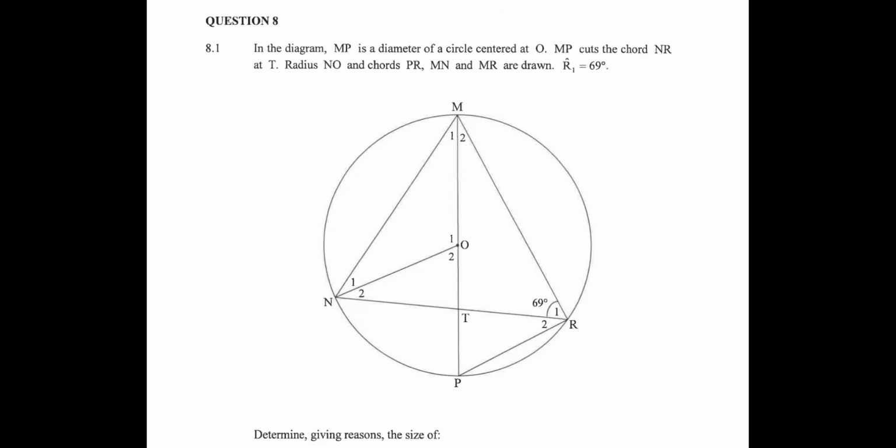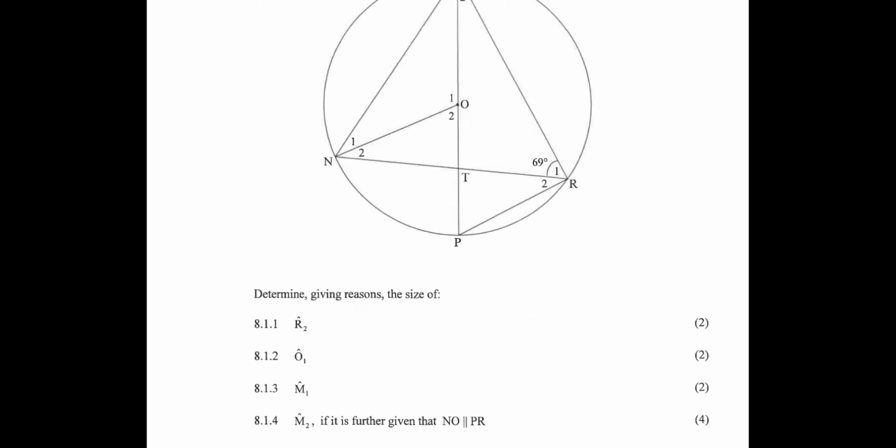So determine, giving reasons, the size of angle R2, O1, M1, and M2 if it's further given that NO is parallel to PR. Okay, I'll give you guys about 6 to 7 minutes to finish this. It's really not a lot. You just need to write down your answer combined with your reason for each question. I think for the last question, you're going to need 2 answers and 2 reasons, or at least before you get to M2, there's first another angle you need to work out, also giving a reason, and then you get M2. Okay, so go ahead and do that.